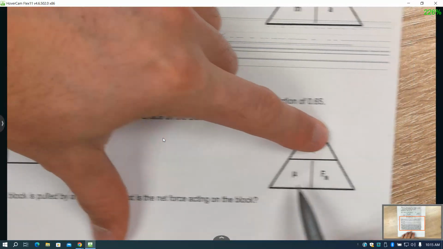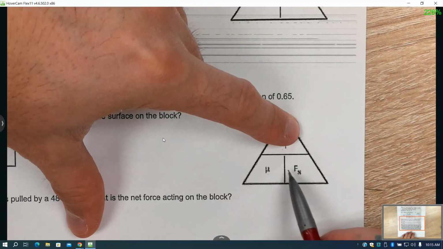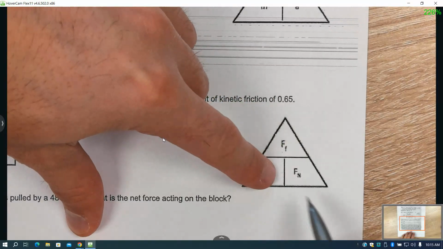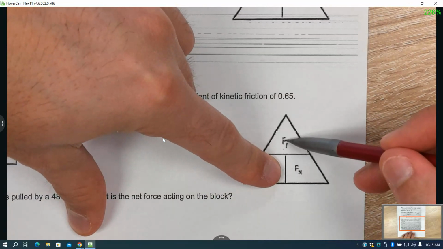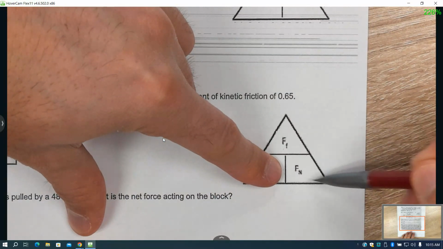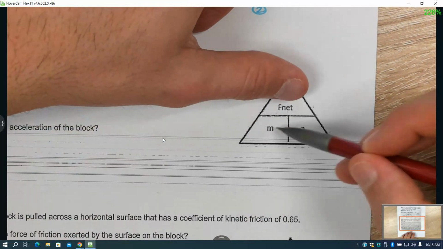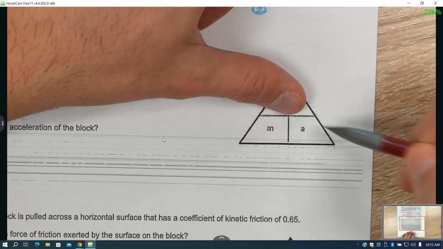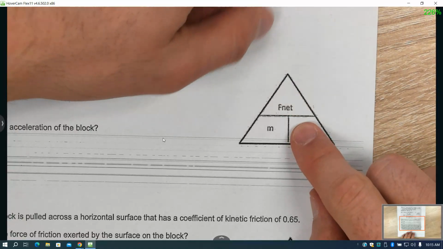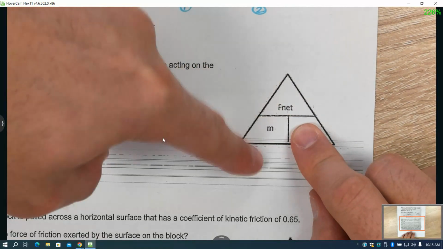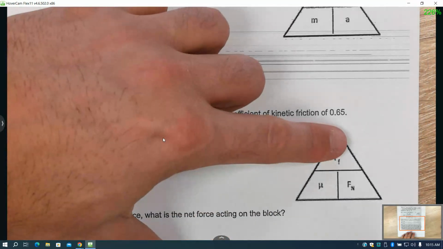Friction force is equal to the coefficient times the normal force. If you're looking for the coefficient, it would be the friction force divided by the normal force. And then our Newton's second law triangle, if you know mass and acceleration, you can multiply them to find net force. If you're asked to find acceleration, you do the net force over the mass. So we're looking for friction force, covered up: mu times normal force.